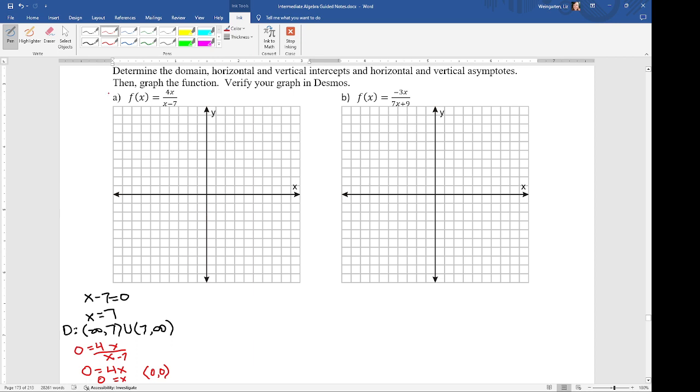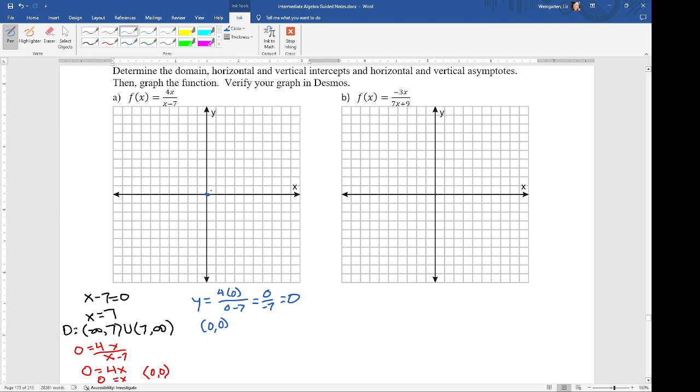For our vertical intercept, we're going to plug 0 in for x. Y equals 4 times 0 over 0 minus 7, which equals 0 over a negative 7, or 0. So our vertical and horizontal intercepts are going to be the same. They're both at 0, 0. I'll go ahead and plot that. We know the graph is going to cross there.